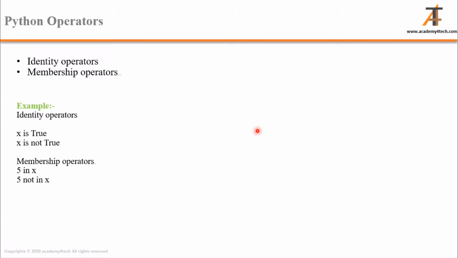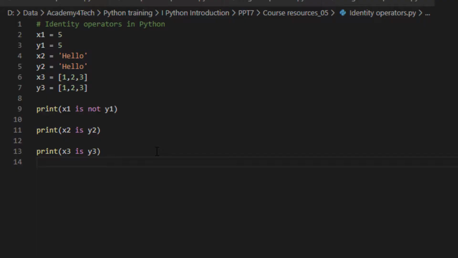So, moving forward with the identity operators. We have identity operators: is and is not are the identity operators in Python, used to check if two values are located in the same part of the memory. So we can take an example from a program, taking a look at the identity operators in Python.